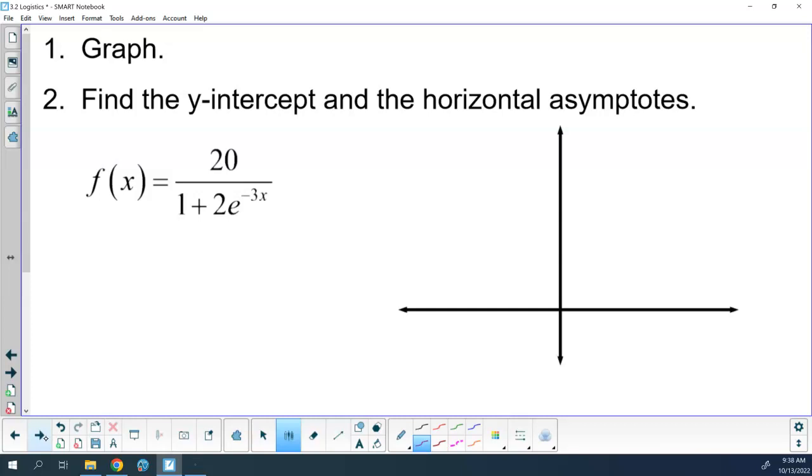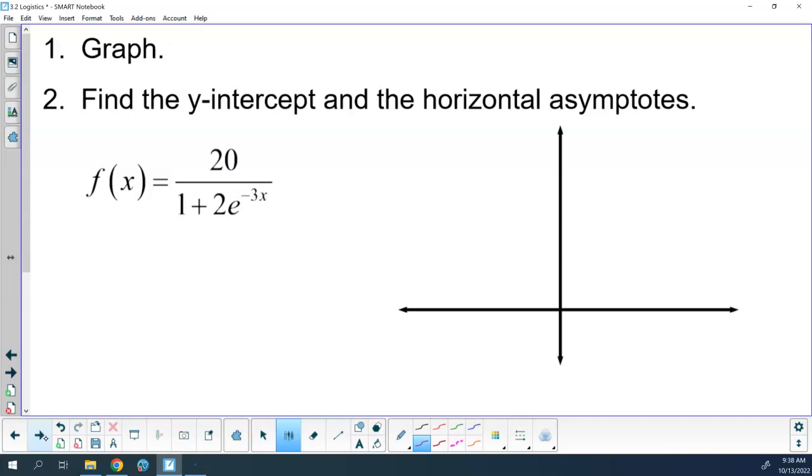Otherwise it's a logistic decay. If this exponent here is positive, it's a logistic decay. It's kind of an inverse thing. So this down here needs to be an exponential decay in order for it to be a logistic growth. If this down here is an exponential growth, then it's logistic decay.